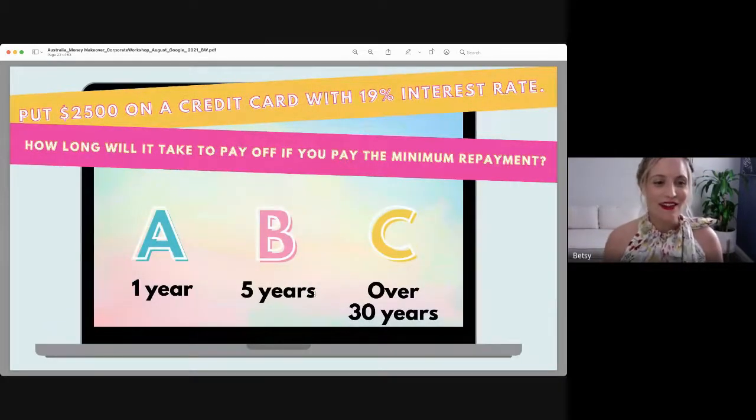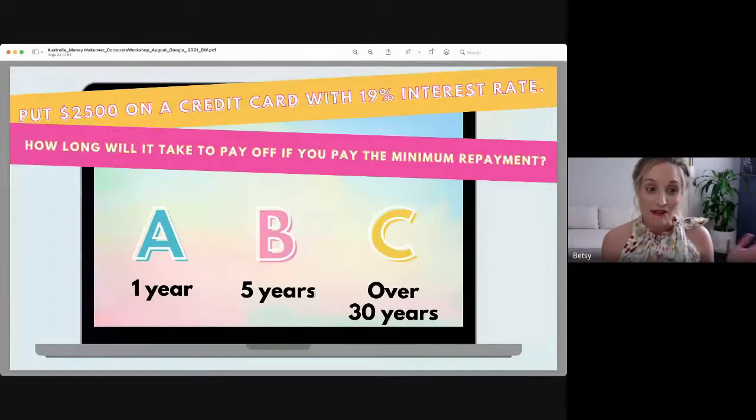So little quiz, pop it in the chat. If you put $2,500 on a credit card and that credit card has the average interest rate of 19%, yikes, how long will it take you to pay it off if you are just paying the minimum repayment? Is it A, 1 year, B, 5 years, or C, over 30 years? Just pop some guesses in there. C, B, C.